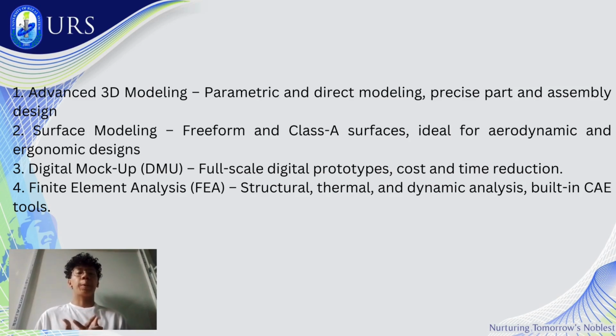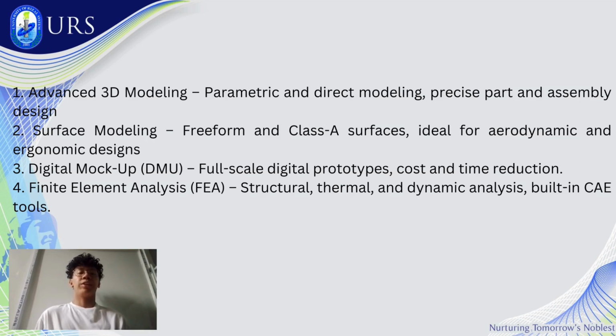The third key feature of CATIA is digital mockup, or DMU. This feature includes tools for building complete digital mockups of products. It also enables engineers to visualize and evaluate assemblies at full scale. It also detects interference and performs kinematic simulations, reducing reliance on physical prototypes. The DMU functionality significantly lowers development time and cost.